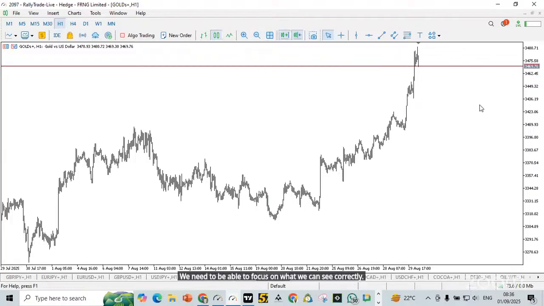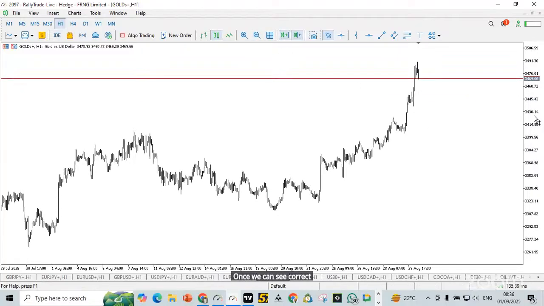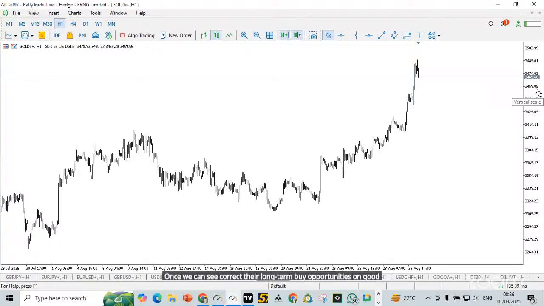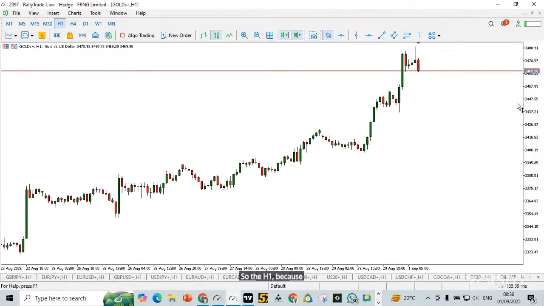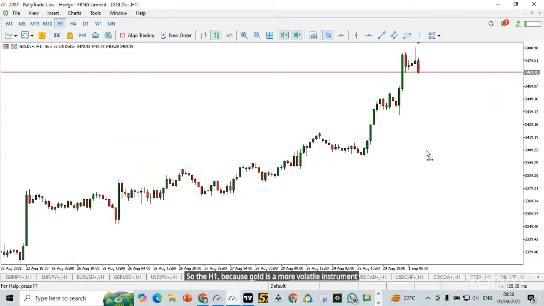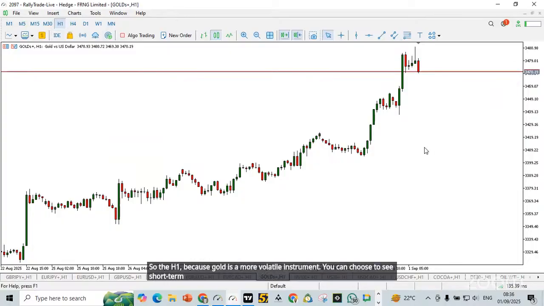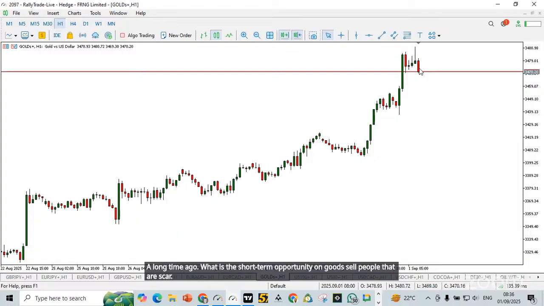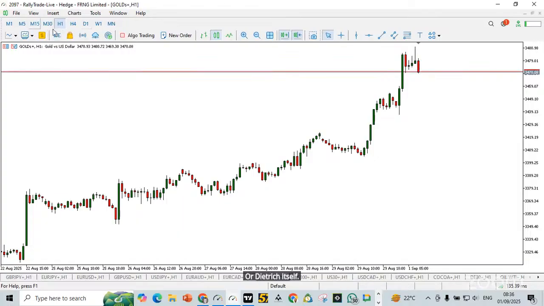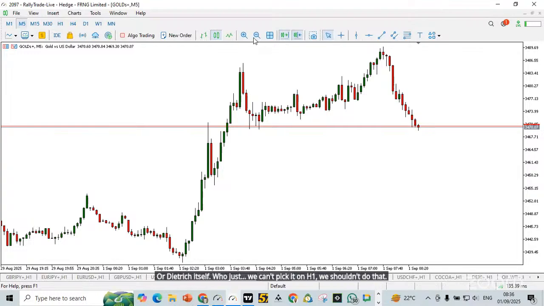What we can see currently, there are long-term buy opportunities on gold and then short-term sell opportunities on gold. Because gold is a more volatile instrument, you can choose to see short-term opportunity and long-term opportunity. What is the short-term opportunity on gold? Sell. For people that scalp or day trade, it is sell. We can't pick it on H1.